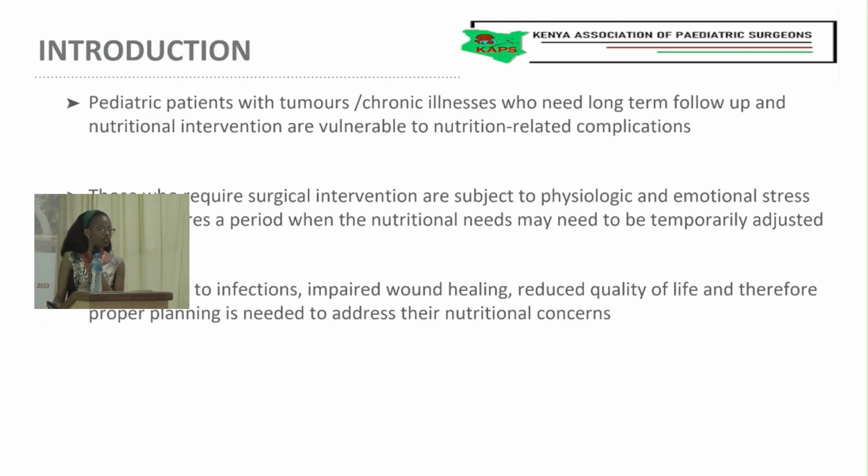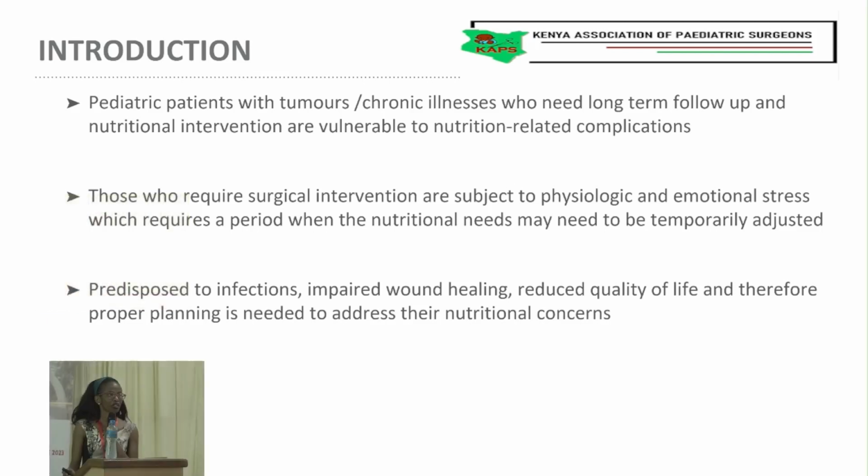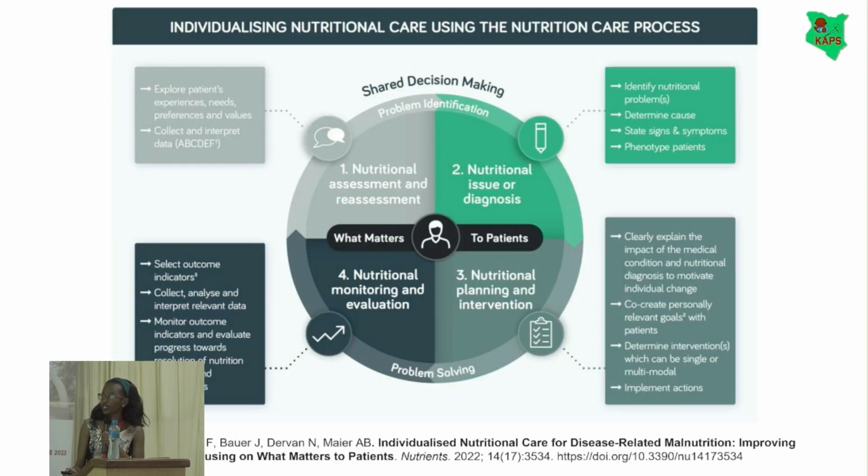So nutrition can be defined as either overweight or underweight, as we all know. Pediatric patients with tumors and those with chronic illnesses, especially those who require long-term follow-up and nutritional interventions, are vulnerable to nutrition-related complications. Those who require surgical interventions especially are subject to both physiological and emotional stress, and they require a period when the nutritional needs may need to be temporarily adjusted. They are predisposed to infections, impaired wound healing, and a reduced quality of life, and therefore proper planning is needed to address their nutritional concerns.